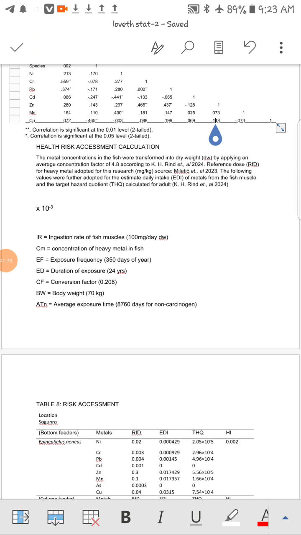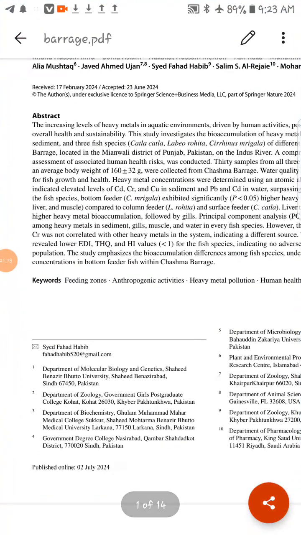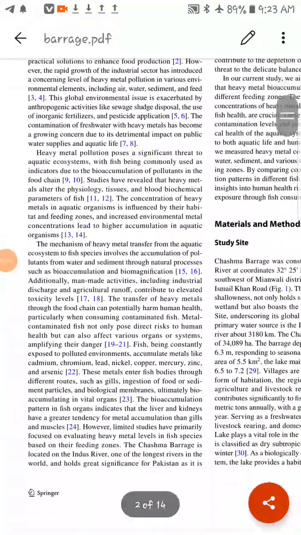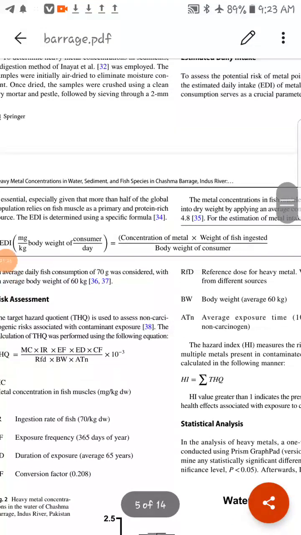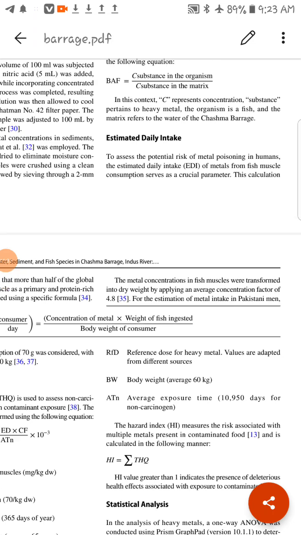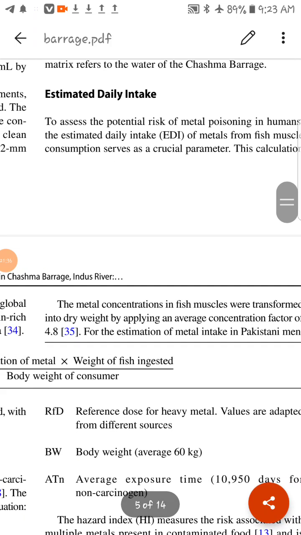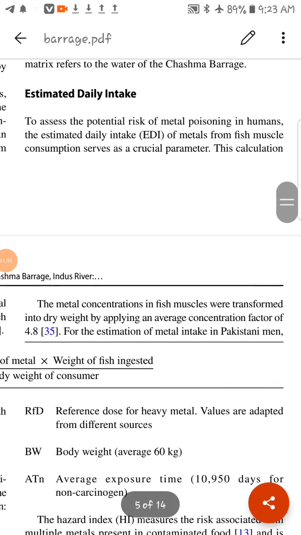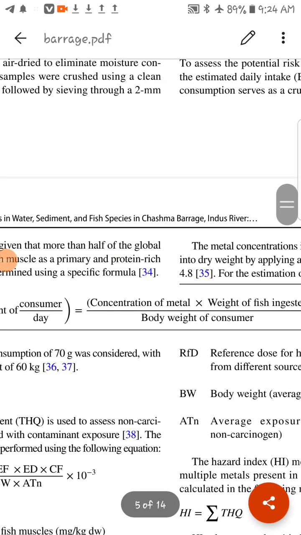So if you want to now, you can also check the journals that you shared some time ago. If you look at how the estimated daily intake was calculated, you did see that they said the metal concentrations in the fish muscles were transformed into dry weight by applying an average concentration factor of 4.8. He also quoted an author who did a similar thing, so I adopted that method from him.